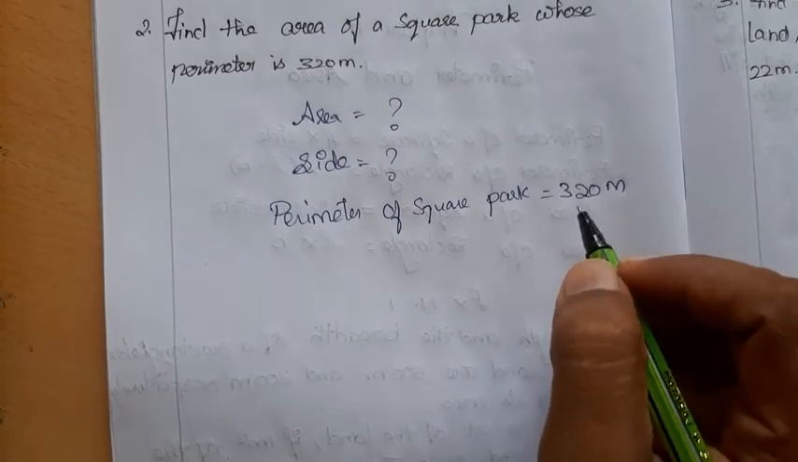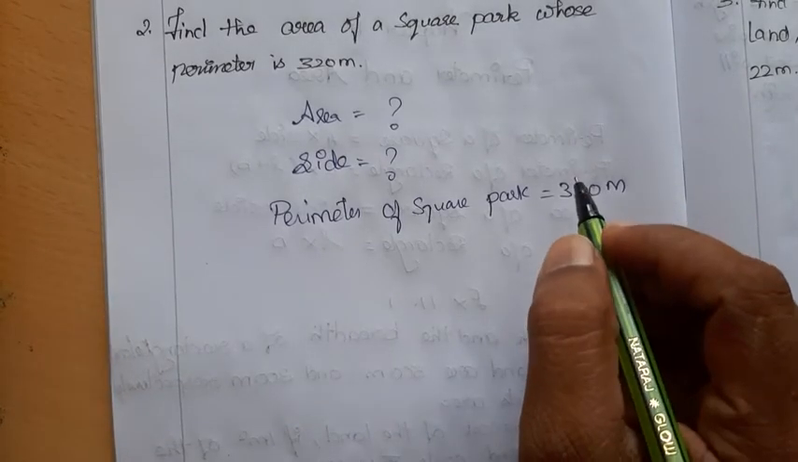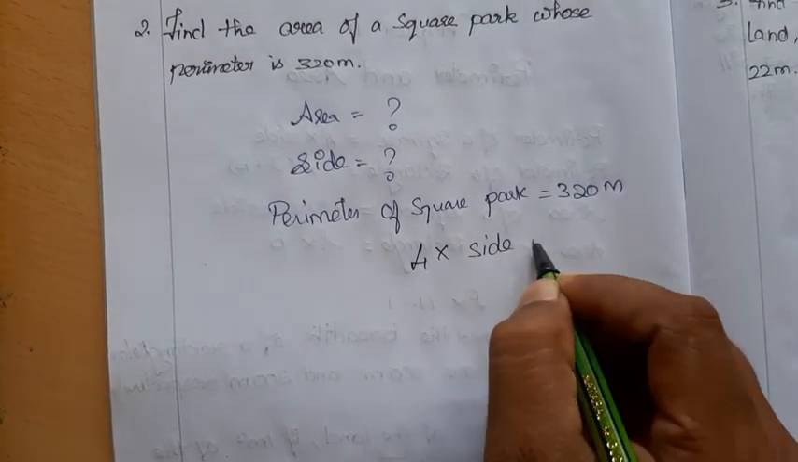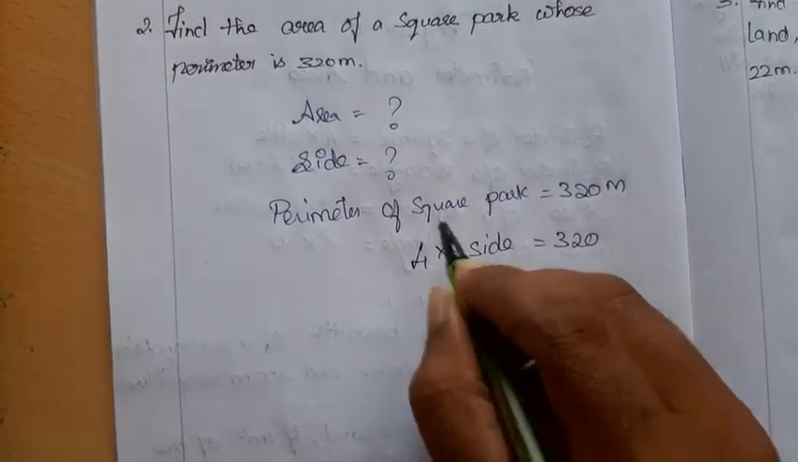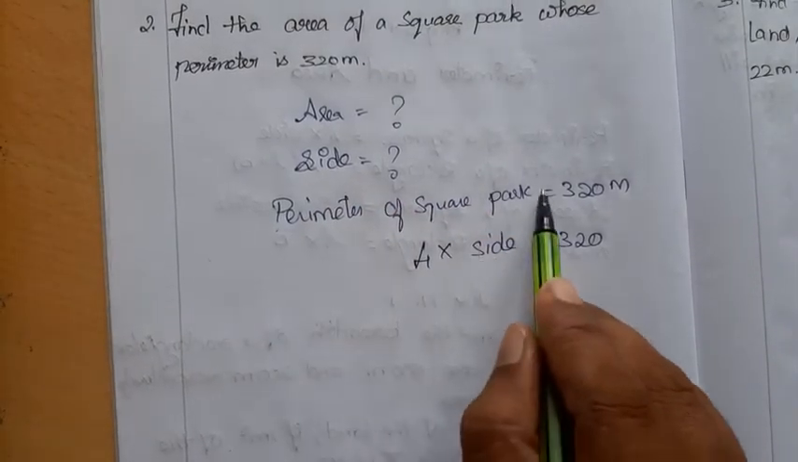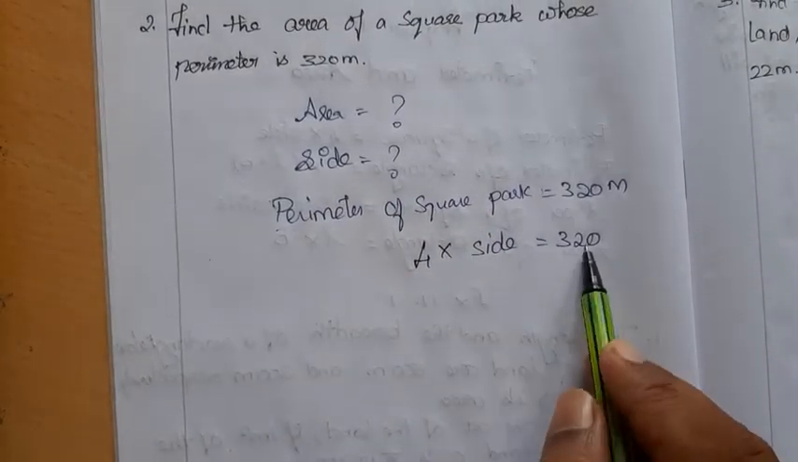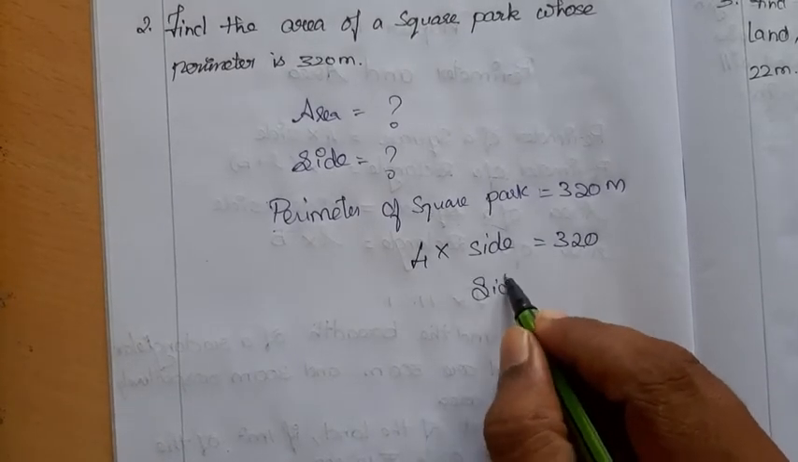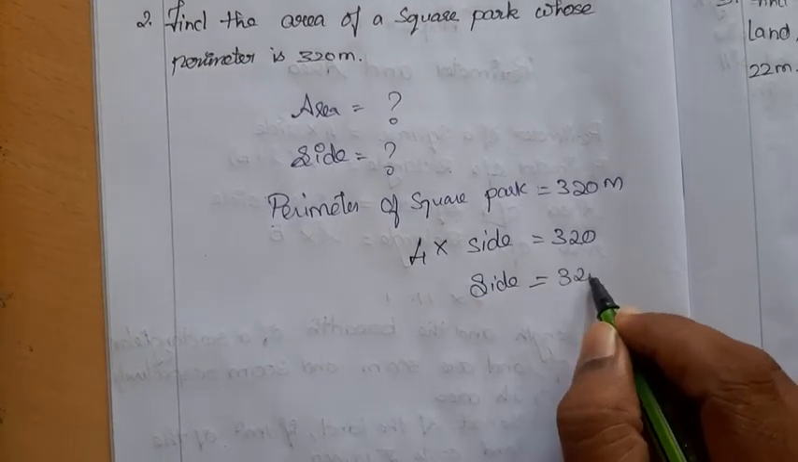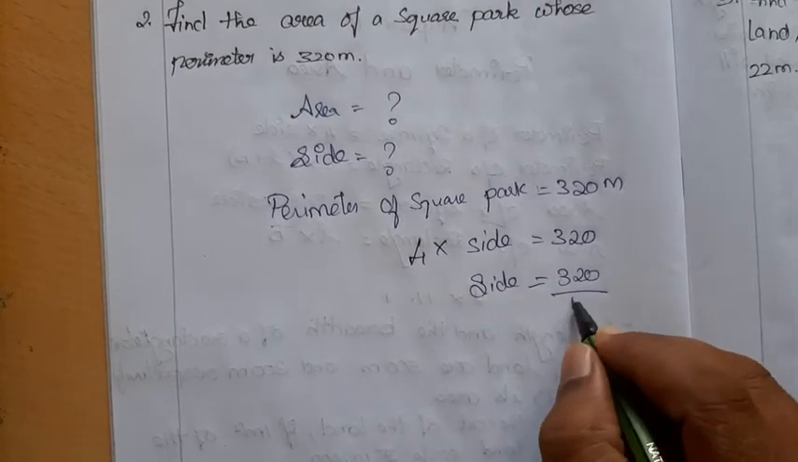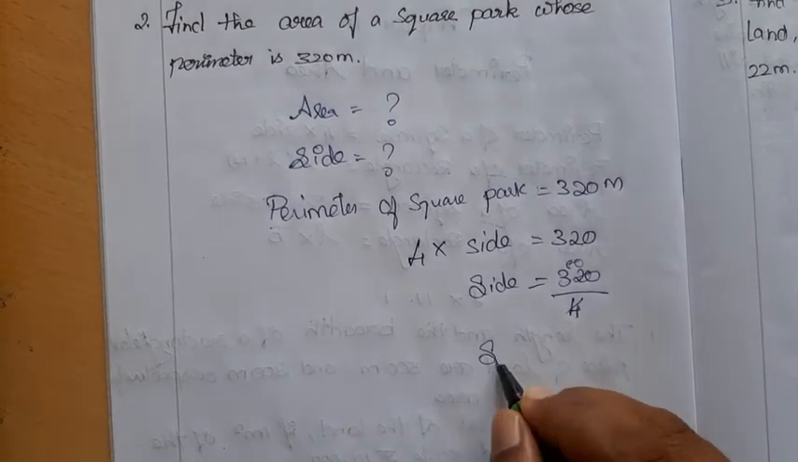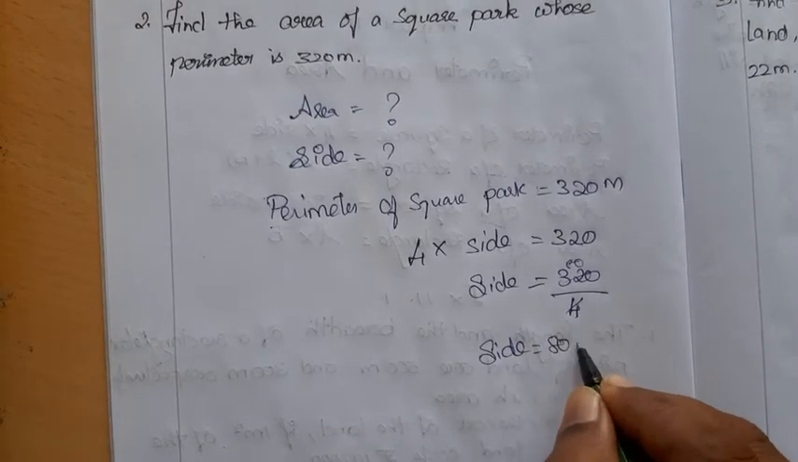What is the perimeter formula of the square? Perimeter of the square is 4 into side, right? 4 into side is equal to 320. So from this we can find the side, right? So 4 into side is equal to 320, since it's given in the question. So 4 is multiplied here, when we bring it to the other side, it will become a division. If you divide, 4 eights are 32, that is 80. So side is equal to 80 meter.